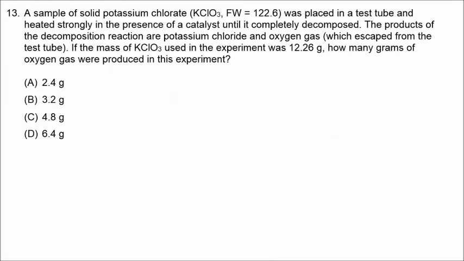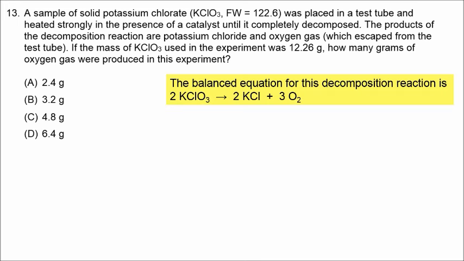In number 13, if you don't have a balanced chemical equation, you should probably write one to make sure that you know what the mole ratios are between different substances. So here we have the decomposition of potassium chlorate to produce potassium chloride, so KCl, and oxygen gas, O2. The balanced equation is 2 moles of potassium chlorate produce 2 moles of potassium chloride plus 3 moles of oxygen.